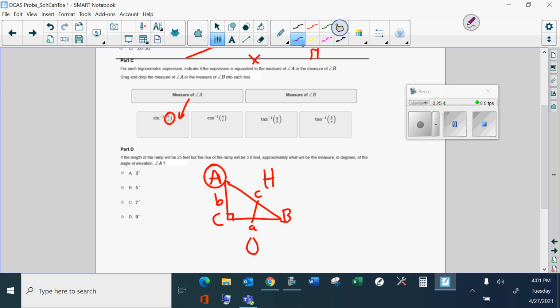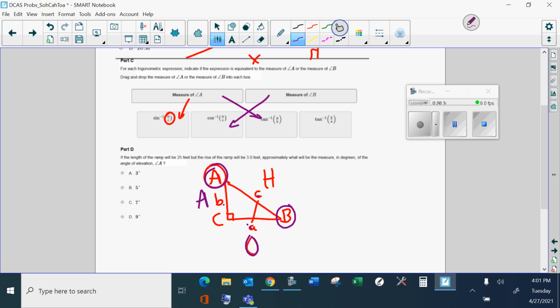Which one is calculating A over C with cosine? The cosine of B gives me A over C. So this is B. Which one is tangent A over B? So it's A divided by B, because it's opposite over adjacent. That tangent is from angle A.